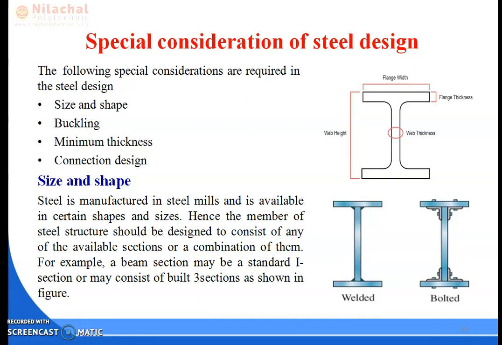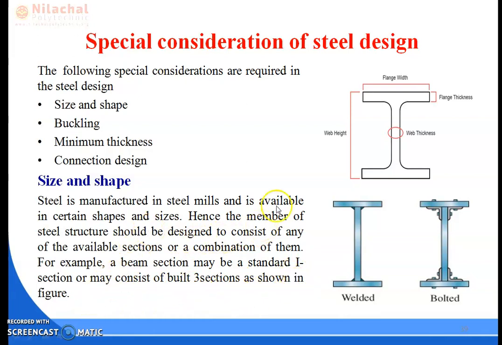So you have to be clear about what kind of size and shape you need. As per the design requirement, you need to be clear about what kind of dimension you want. As per your design criteria, you put the shapes or sections on that structure. As an example, if we take a beam section, it may be a standard I section or may consist of built-up sections as shown in the figure.